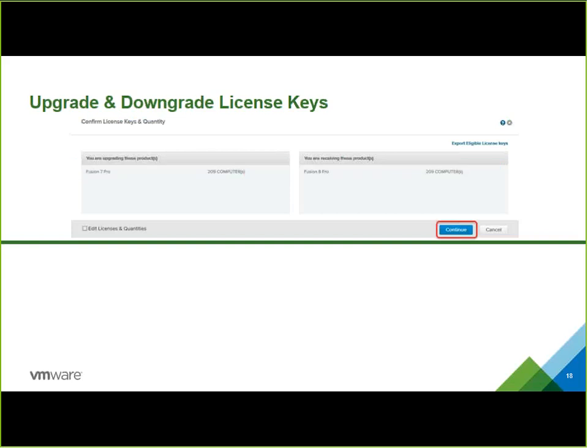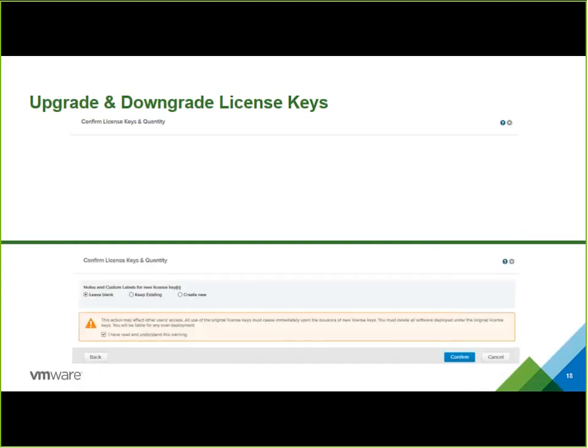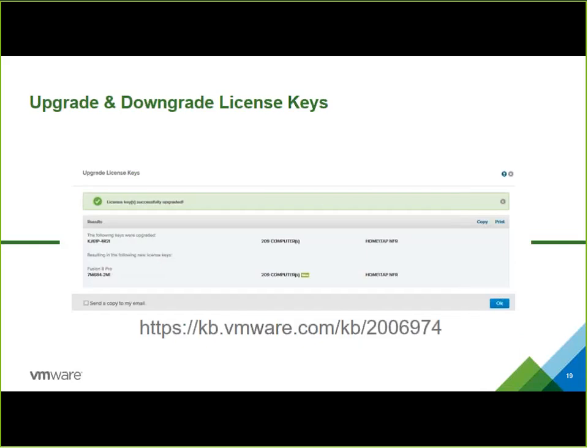And then you will now confirm that you would like to upgrade your existing license keys. And then you'll want to check the box confirming that you agree to the terms of the license upgrade. And then click the Confirm button. And then you'll be provided with the new license key. And then the old license key can no longer be used in your environment. And additional assistance, again, can be found in this KB article link below.